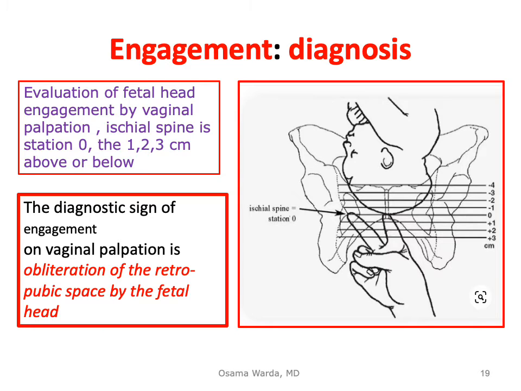Finally, what is the most accurate method for diagnosis of engagement? The most accurate method is the obliteration of the retropubic space by the fetal head. Here, the station is +3 or more, and so this is the most accurate, or the most pathognomonic, method for diagnosing fetal head engagement.